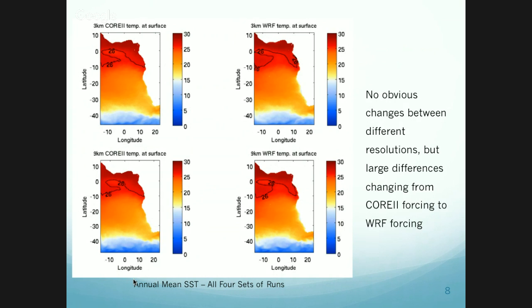Do you think there are large differences changing from CORE2 to WRF? I think the differences are mainly from the forcing scheme. Possibly you should see some big changes. There are changes, yeah, but you can't tell at all without the difference map. It's very difficult to tell.